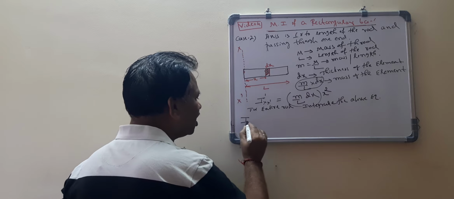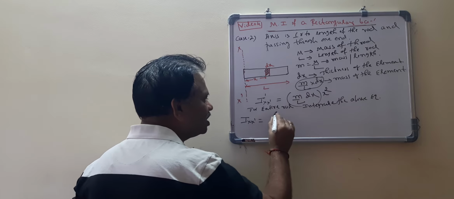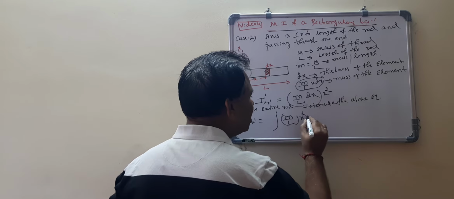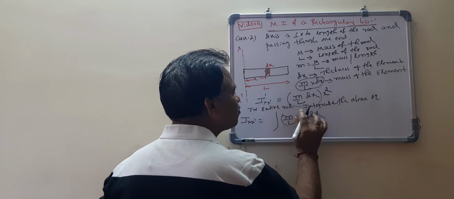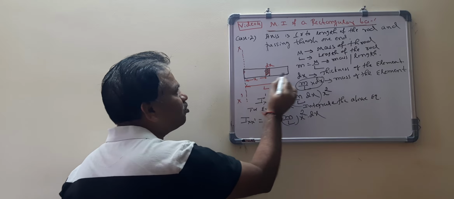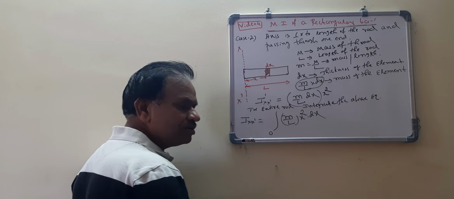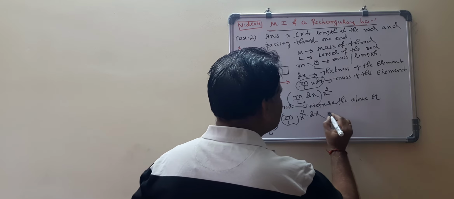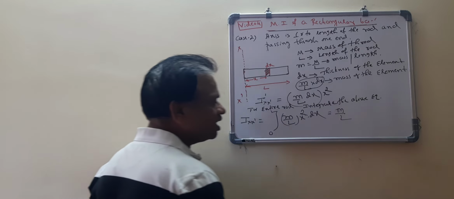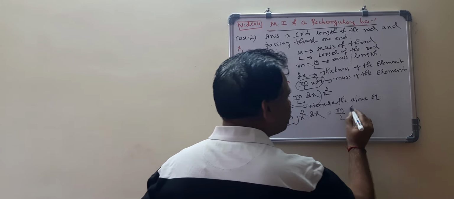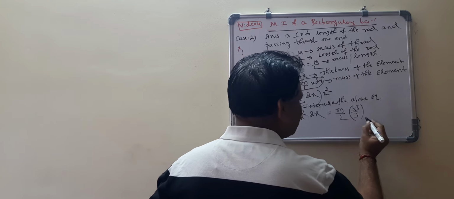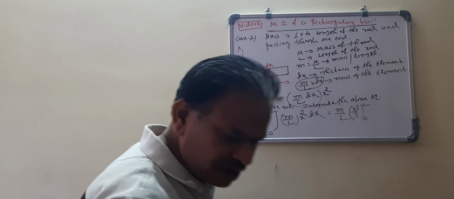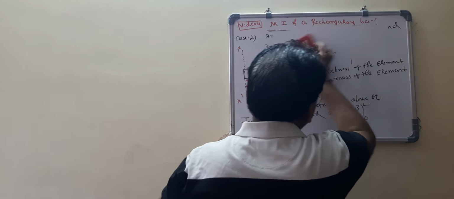Now I am writing I x dash equals integration of m by L x square into dx. You are integrating from this point to this point. The lower limit is 0 and the upper limit is L. This equals m by L outside. Integration of x square equals x cube divided by 3, between the limits 0 and L. Now substitute the limit values. I'm substituting.